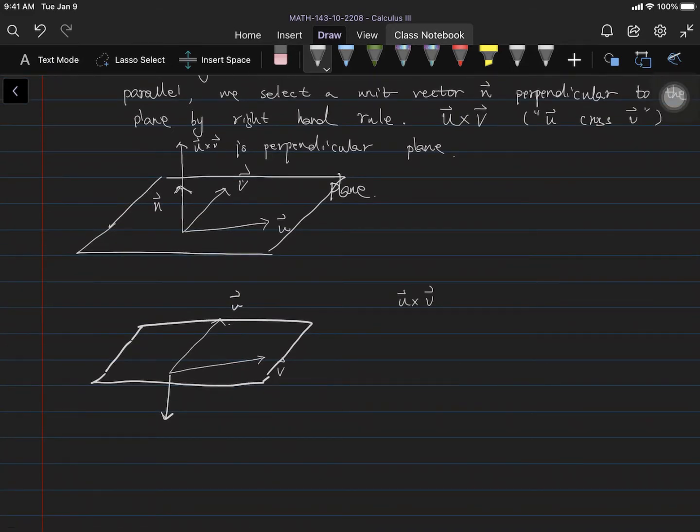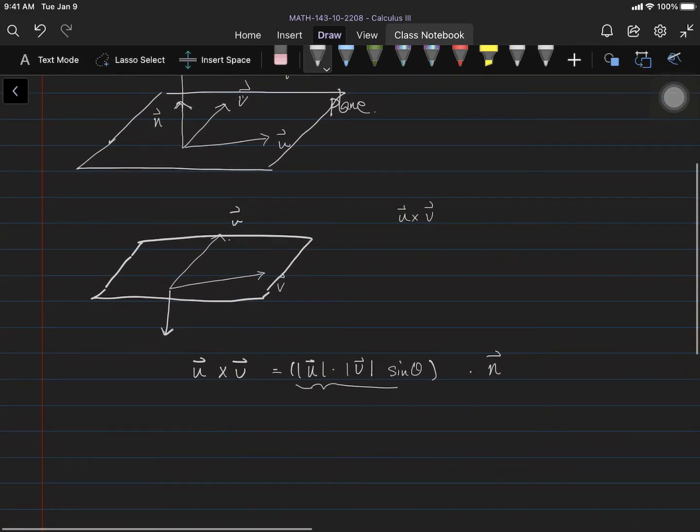Let's take a look at the calculation definition. u cross v is given by the u length times the v length times sine theta, times the n vector. You can see the whole first part here is a scalar. But what is the unit vector? That is like a direction, perpendicular to the plane. Scalar times a vector is still a vector.